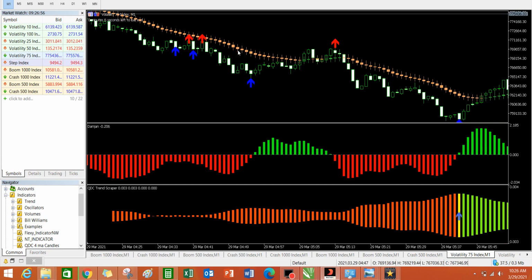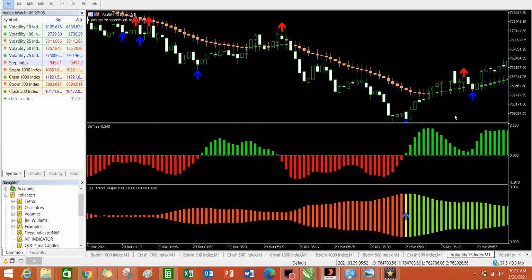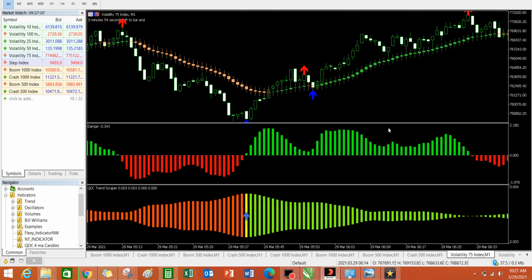You can be in the market from there till the market changes from downtrend to uptrend, and exit here. You can exit your trade here. Okay, then another way to go about it is, check it out.